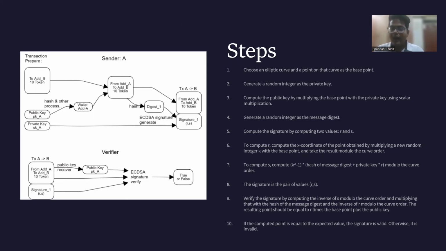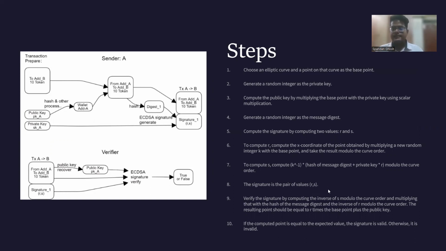Now r is the x coordinate. We have to compute r. We have to find the x coordinate of the point obtained by multiplying a new random integer k with the base point, or the EC generated point, and take the result modulo the curve order. The signature is the pair of values r, s.